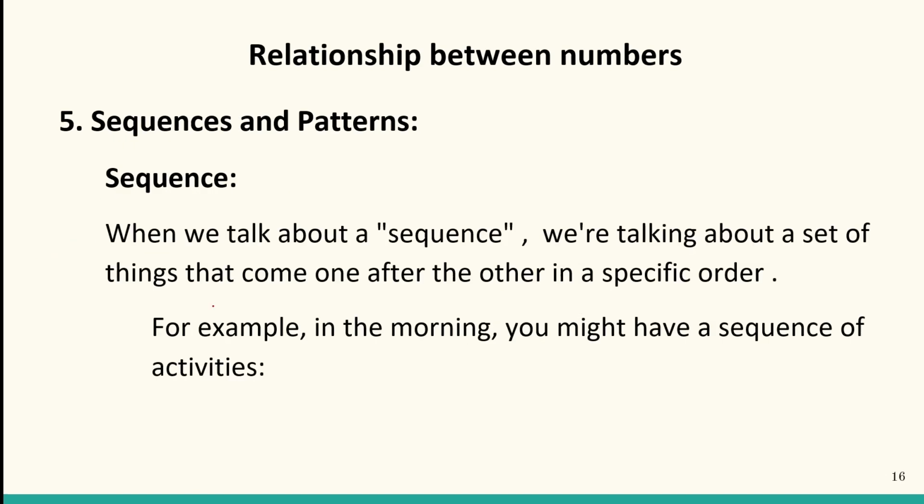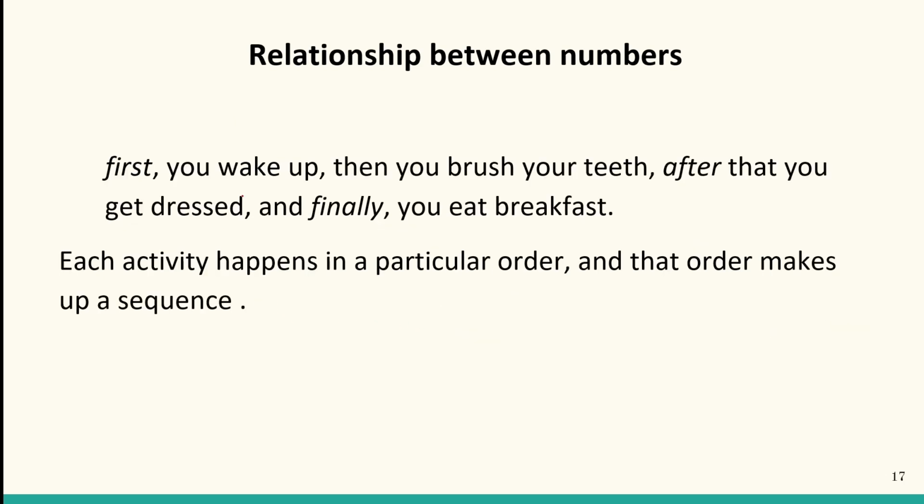Let's see the fifth concept, that is sequences and patterns. So what is a sequence? When we talk about a sequence, we are talking about a set of things that come one after another in a specific order. For example, in the morning you might have a sequence of activities. Let's see the morning sequence. First you wake up, then you brush your teeth. This is 1, this is 2, the second thing you do in the sequence. And after that you get dressed. This is 3, the third part in the sequence. And finally you eat breakfast.